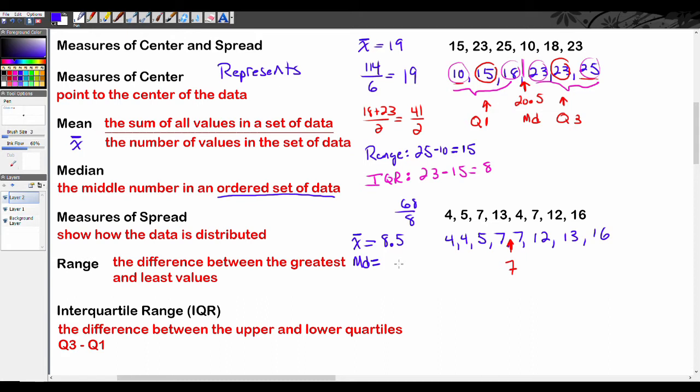It's not 7. Yeah, it is 7. All right, sorry. I got confused for a second. No problem.